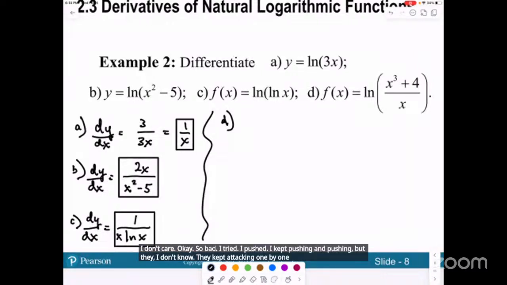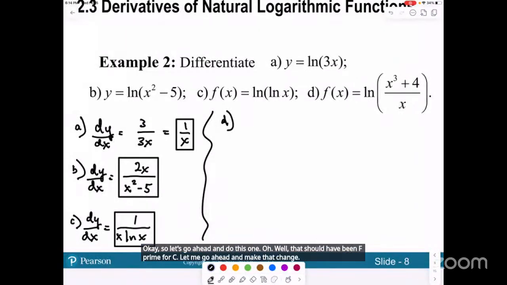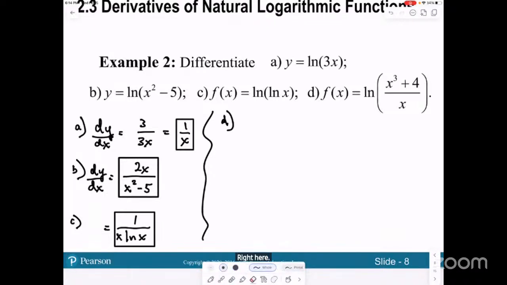I gotta go. Okay, so let's go ahead and do this one. Oh, well, that should have been f prime for c. Let me go ahead and make that change right here. That should be f prime. Okay, so then f prime here.